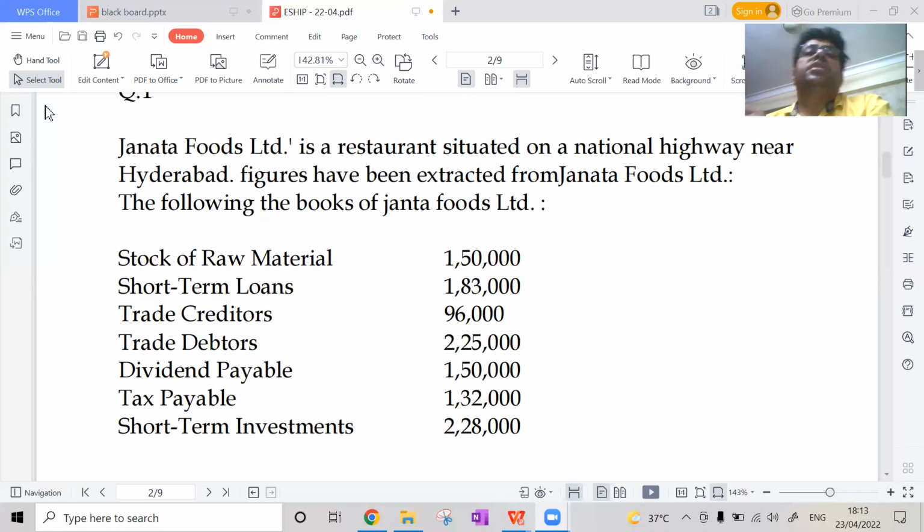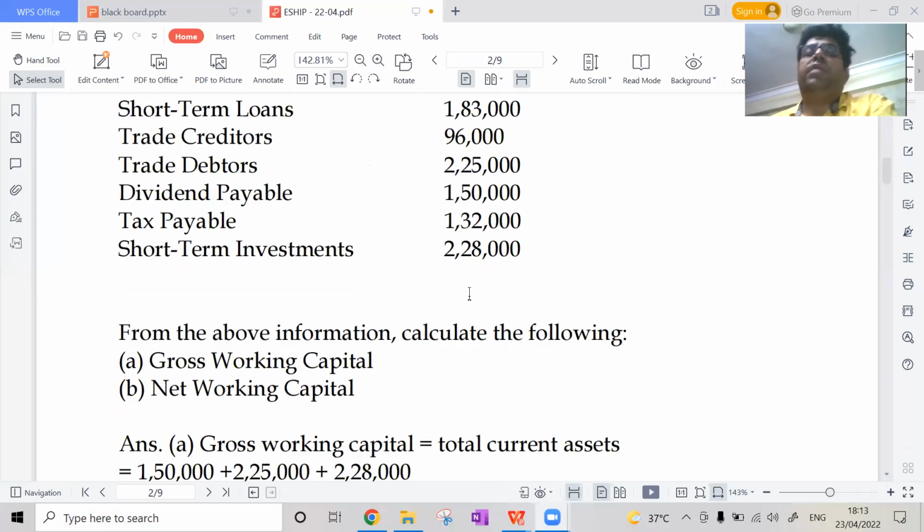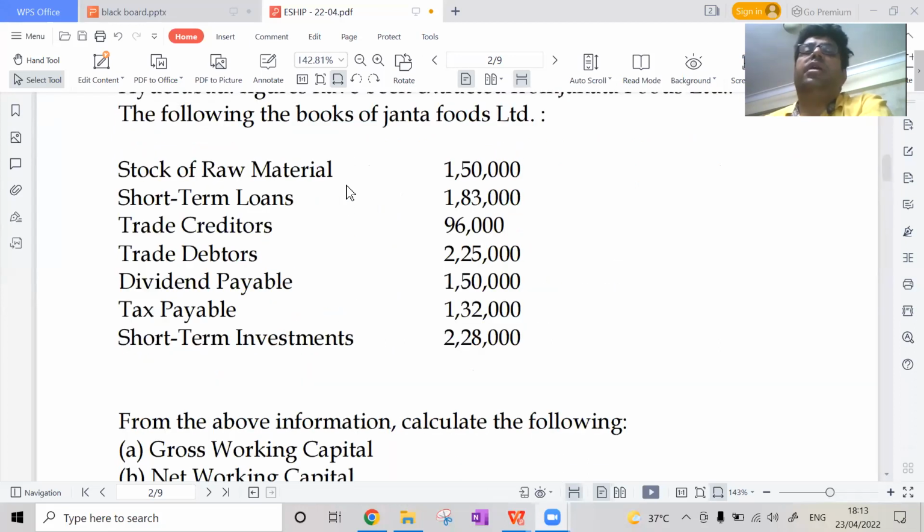Now, Janta Foods Private Limited is situated on a national highway near Hyderabad. They have given the following information. First, the stock of raw material. They have given short-term loans, trade creditors, trade debtors, dividend payable, tax payable, and then short-term investments. Now, if I want to calculate the gross working capital, beta, only current assets have to be taken. What are the current assets? First of all, the stock of raw material is there, so I will take the current assets as 1,50,000.